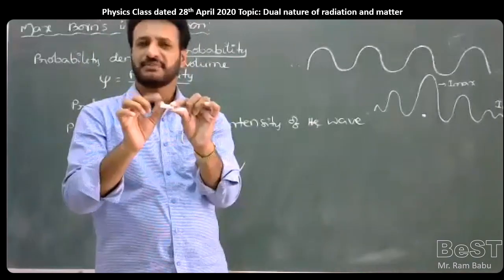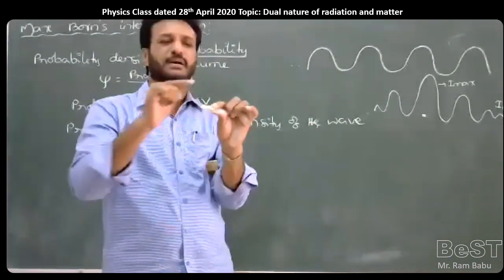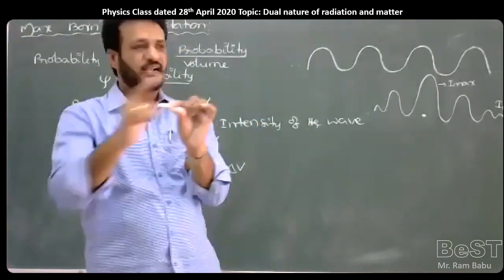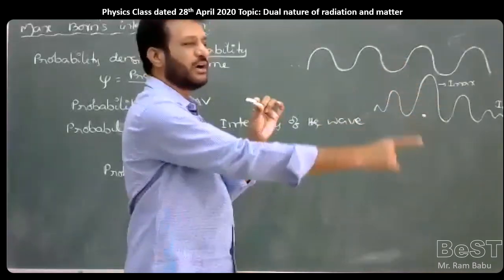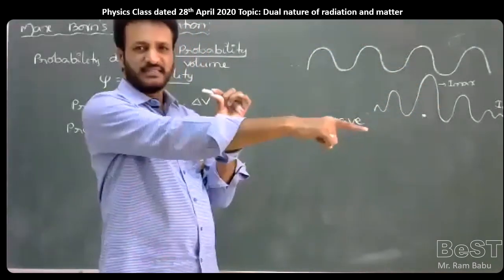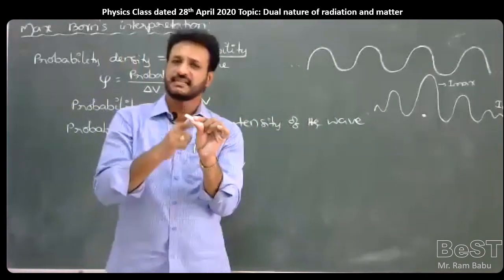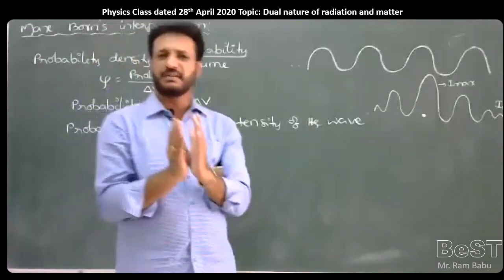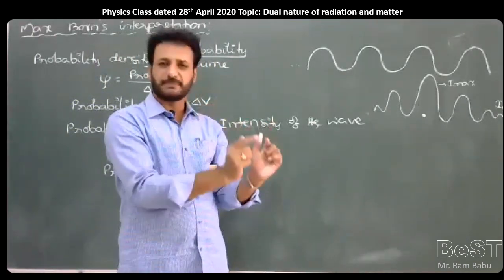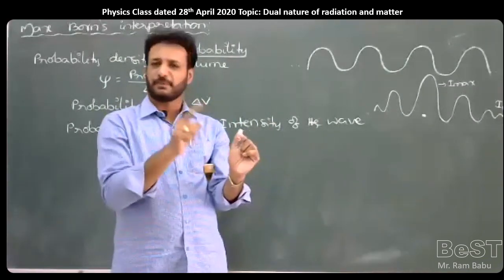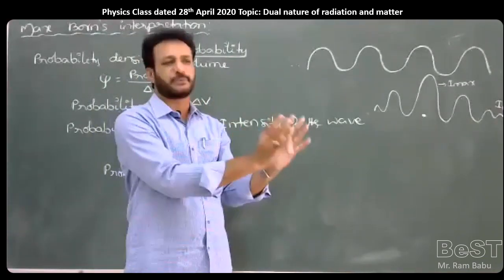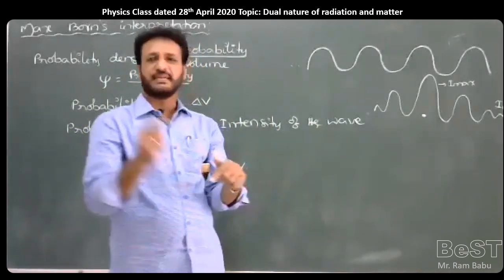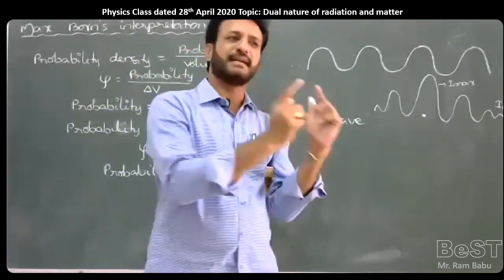If the intensity of the wave is a maximum, then at that point the probability of finding the particle is also maximum. For example, if an electron is present here and not at this other point, at that point the waves are destructively interfered and the total intensity of the wave becomes minimum. So simply, according to Max Born, the probability of finding the particle at a point in space is directly proportional to the intensity of the wave at that point. If the intensity is maximum, the probability is maximum. If the intensity is minimum, the probability is minimum.